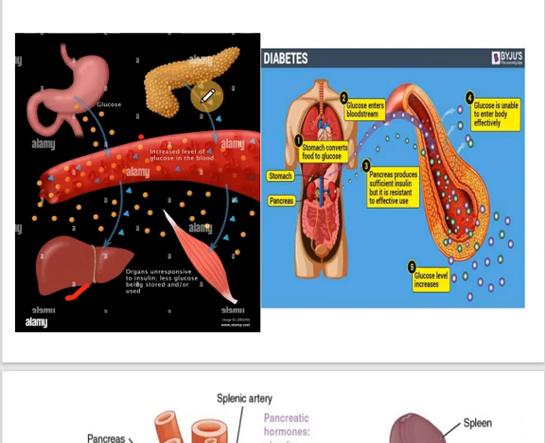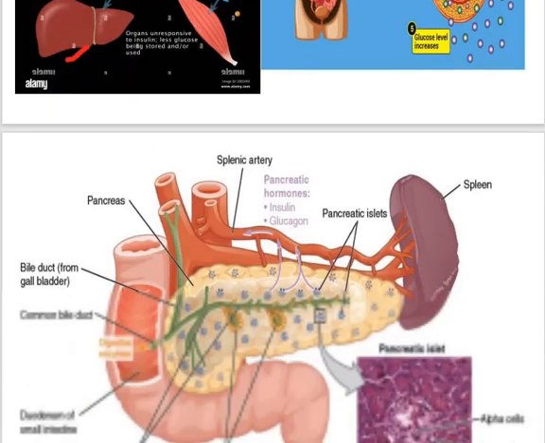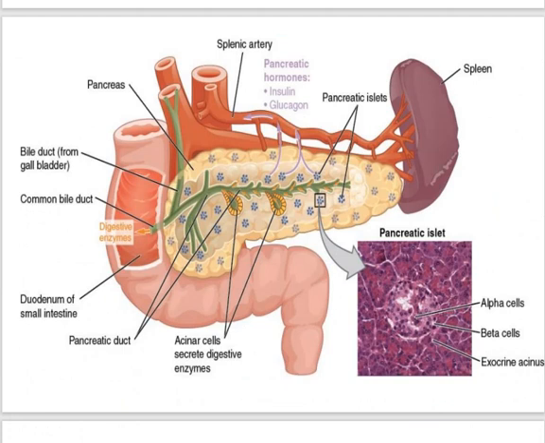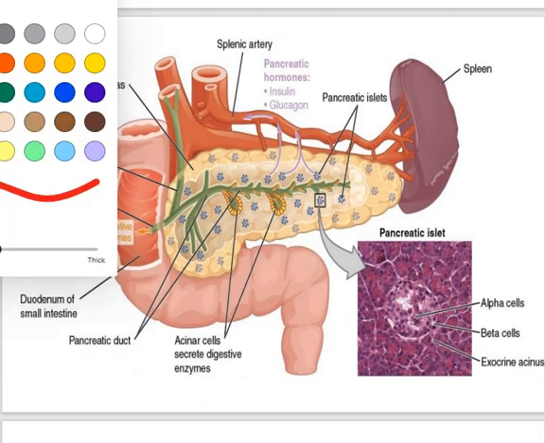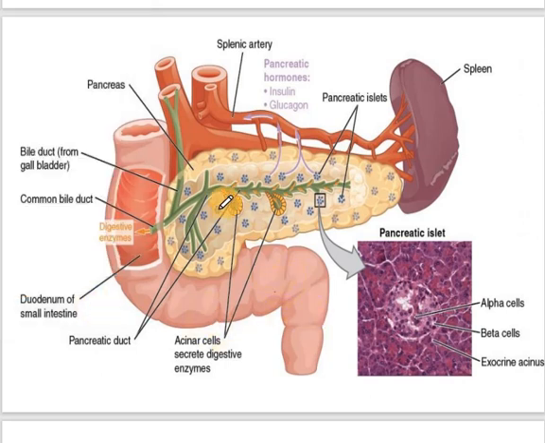Now let's look at the structure of the pancreas proper that aids in the production of insulin. Basically, the pancreas is an accessory organ of the digestive system. It is positioned just below the liver, in between the GIT, that is the canal, and the spleen. It has several functions, of which enzyme production is the most important.